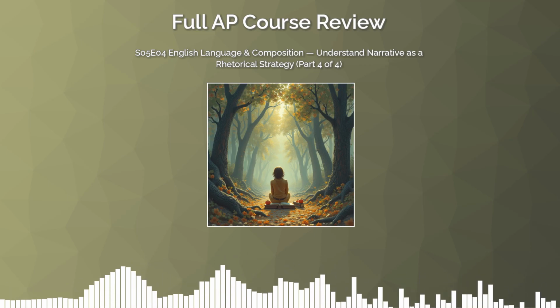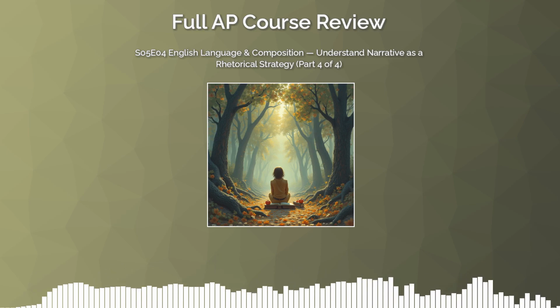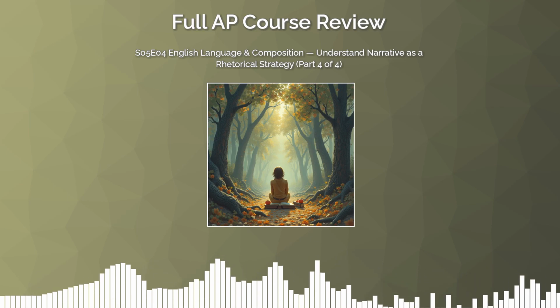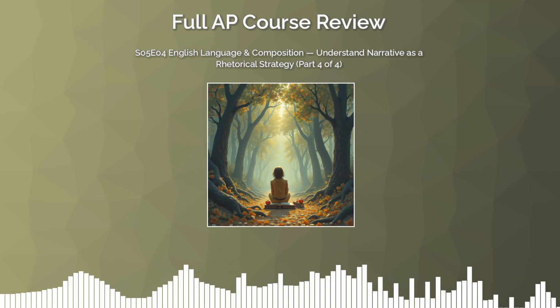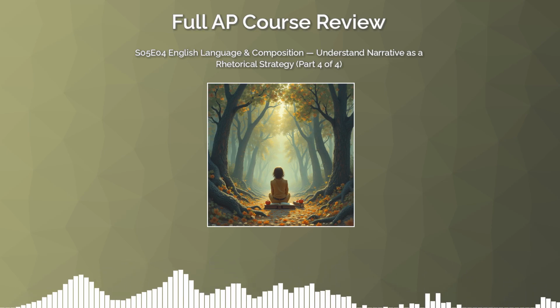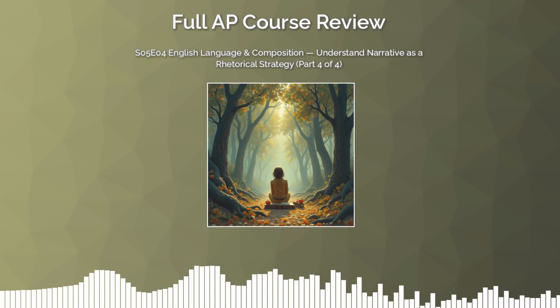The AP-level answer goes further. The tactile specificity of the grandmother's cracked, flour-dusted hands creates an image of dignified labor that lends the narrator's eventual argument about immigrant contributions its emotional authority. See the difference? The first answer identifies content. The second analyzes function. That's the gap between a 3 and a 5.